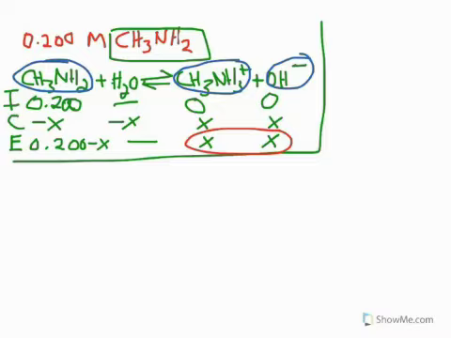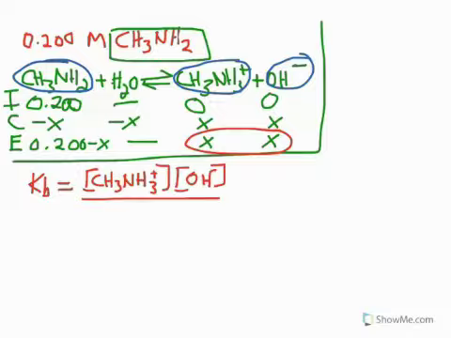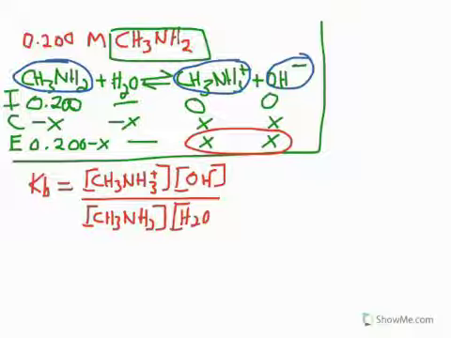Now this is a base, so we use Kb. It's really an equilibrium constant, but we give it a special symbol, Kb, which is the concentration of the product CH3NH3 plus times the concentration of OH minus, divided by the reactant CH3NH2 times the concentration of H2O on the bottom, which is, you should know this, 1 because it's a pure liquid. Now we look up Kb for this base, methylamine.